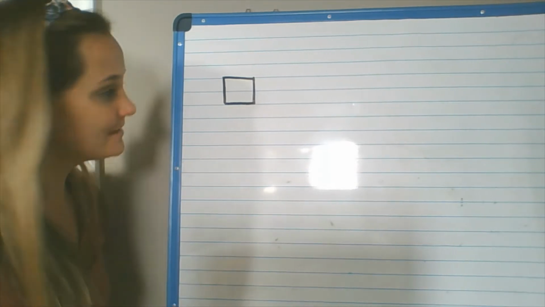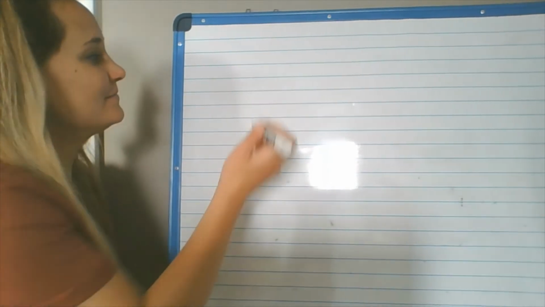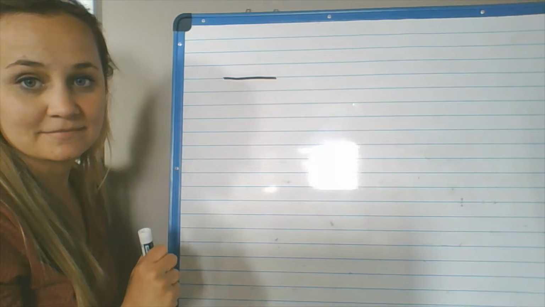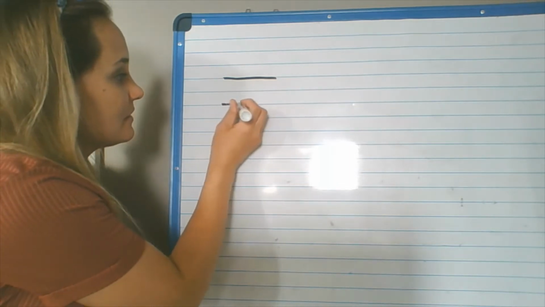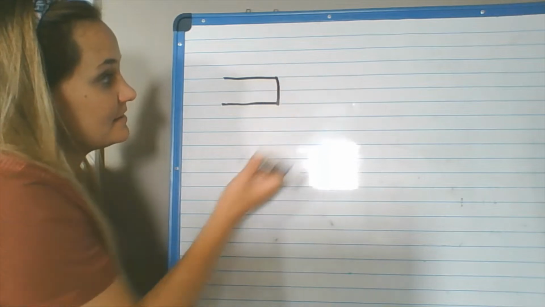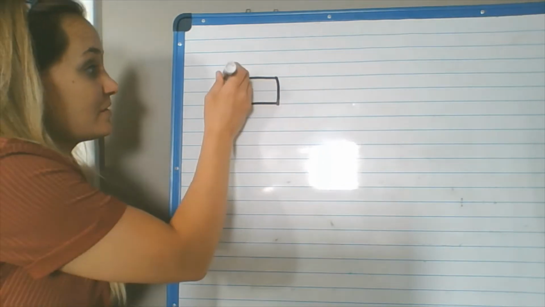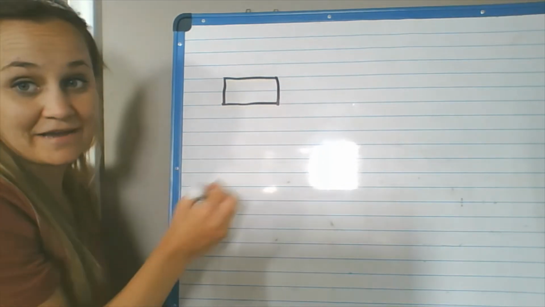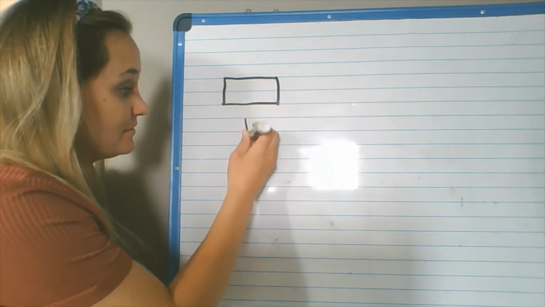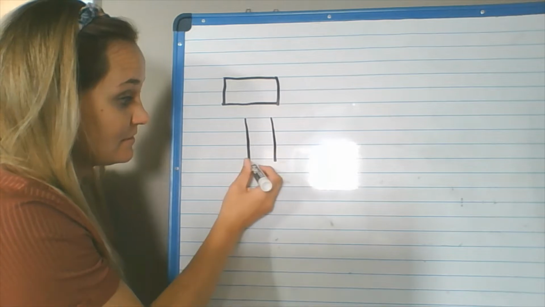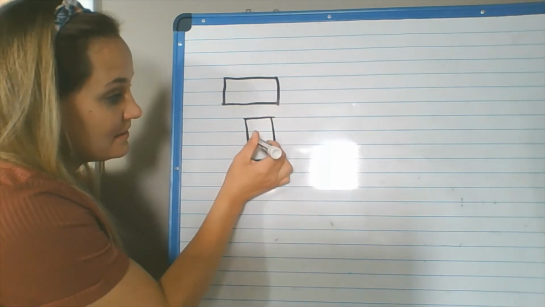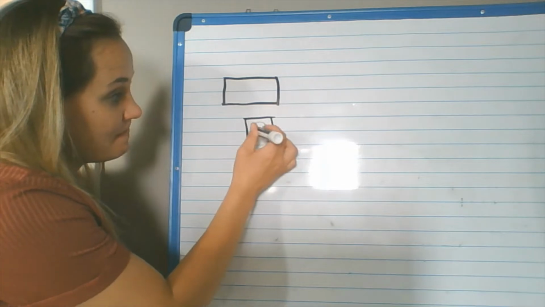It's a square. Draw a rectangle. First, we draw a long line. Second, we draw another long line under it. Third, we connect. Fourth, we connect. Now we have a rectangle. Your rectangle can also go this way, like a front door.